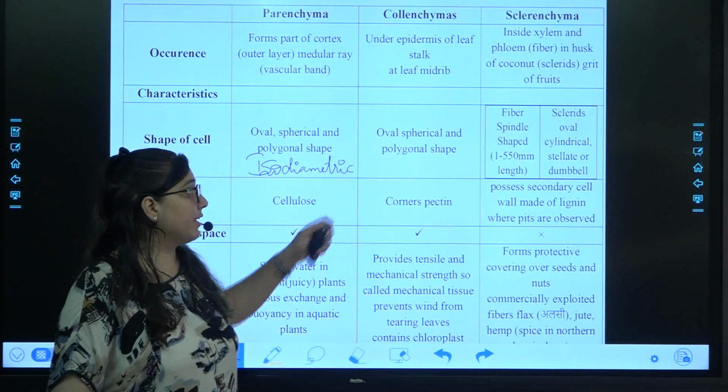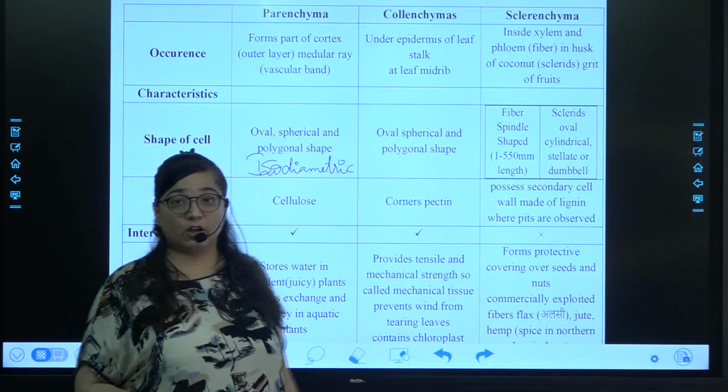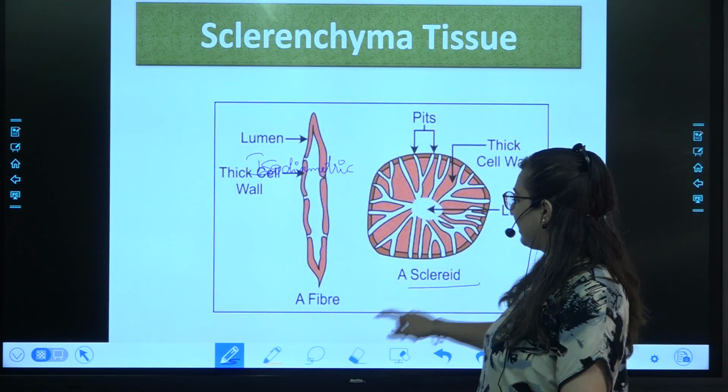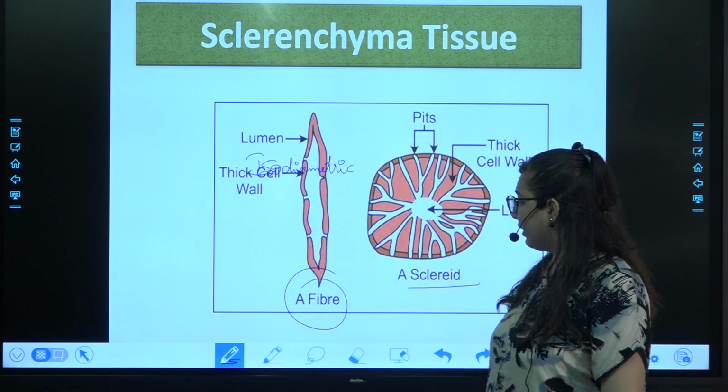If it is fiber, then it is spindle shaped. If it's sclerite, then it is generally oval. You had a look at it in the before part only. This is how the sclerite looks and this is how the fiber looks like. Okay.